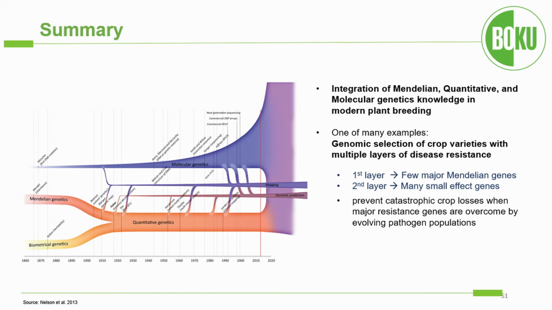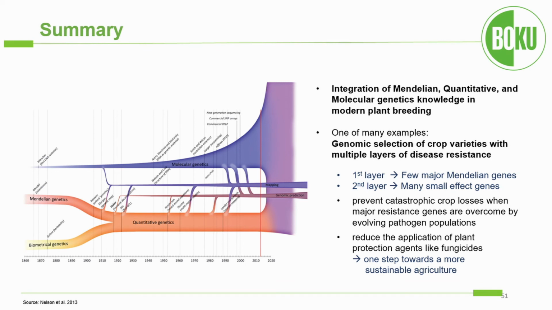This has the potential to prevent catastrophic crop losses when major resistance genes are overcome by evolving pathogen populations, and in general also reduce the application of plant protection agents like fungicides. And I would say this is one step towards a more sustainable agriculture.